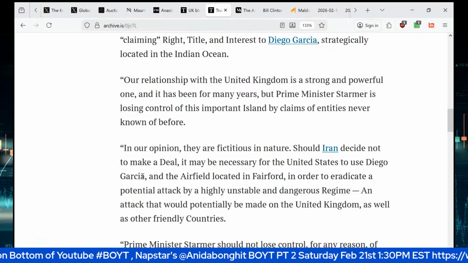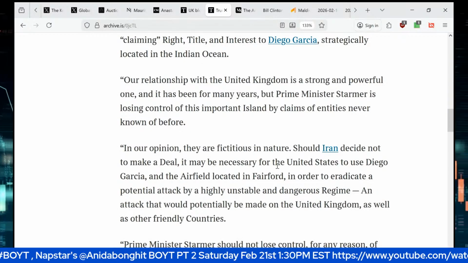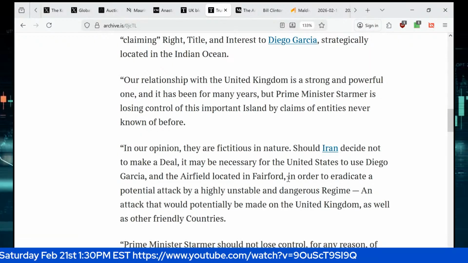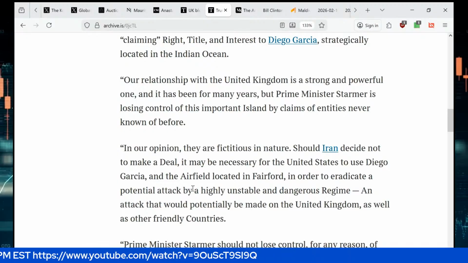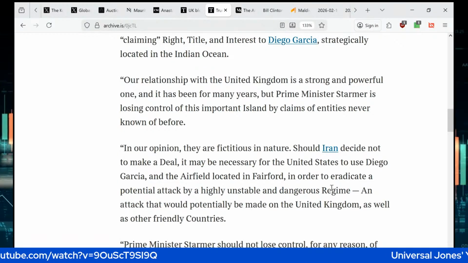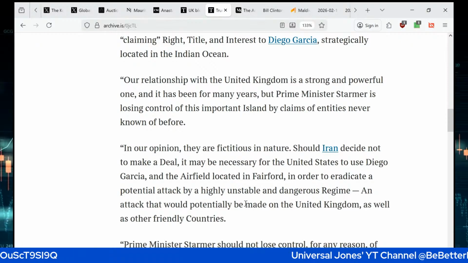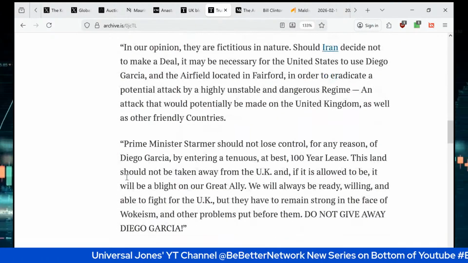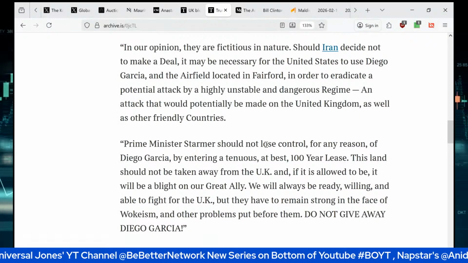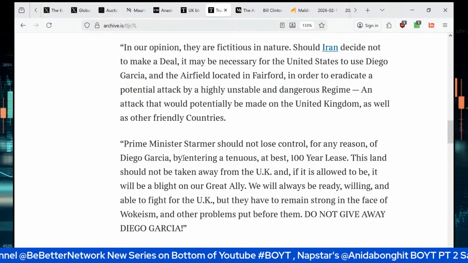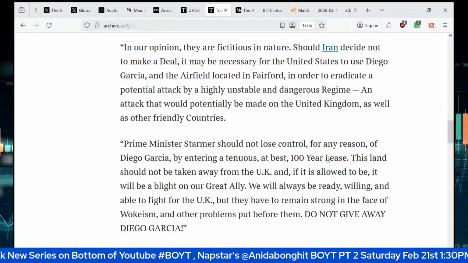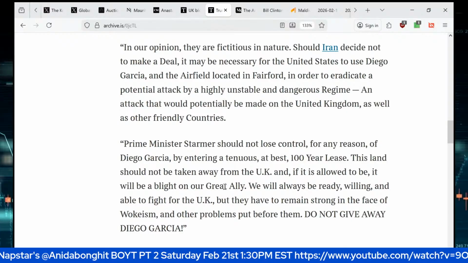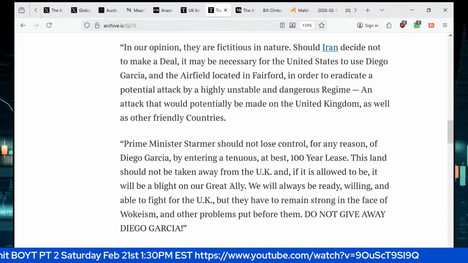Should Iran decide not to make a deal, it may be necessary for the United States to use Diego Garcia and the airfield located at Fairford in order to eradicate a potential attack by a highly unstable and dangerous regime. An attack that would potentially be made on the United Kingdom, as well as other friendly countries. Prime Minister Starmer should not lose control for any reason of Diego Garcia by entering a tenuous, at best, 100-year lease. This land should not be taken away from the UK, and if it is allowed to be, it will be a blight on our great ally.